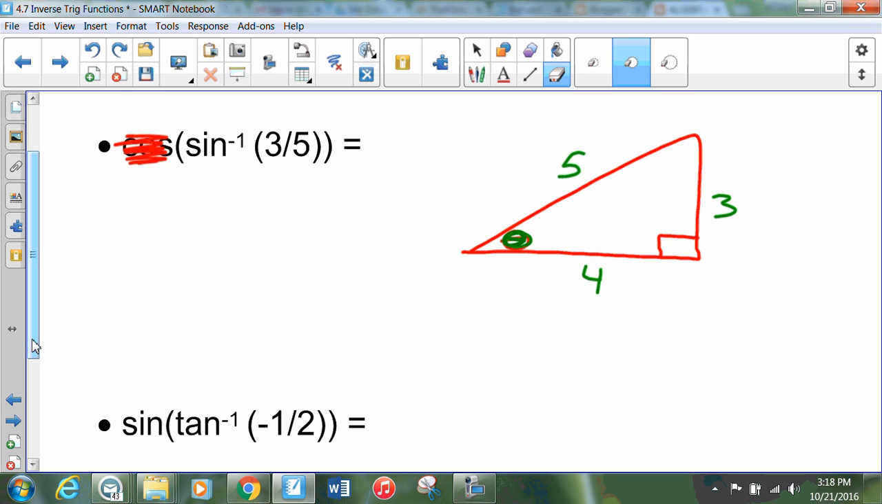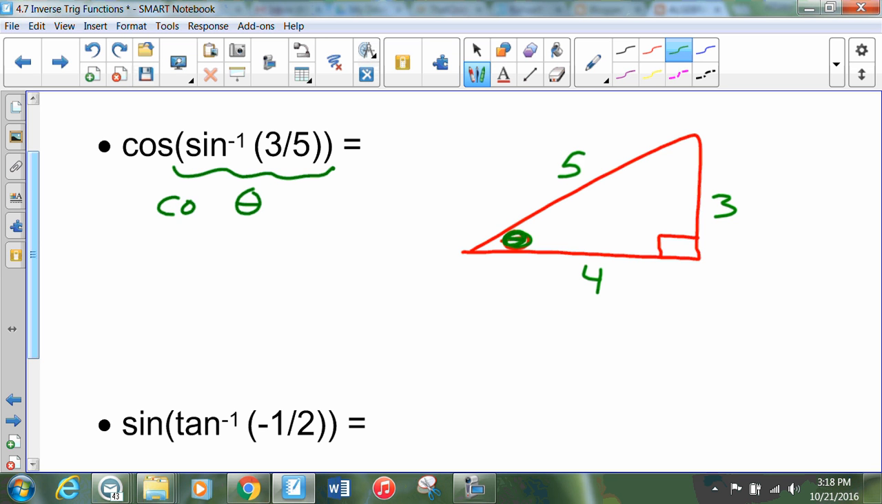Okay, now we'll get rid of this. So now it says find the cosine of that angle. We found the angle. It's theta. Now they're asking us to find the cosine of theta. And of course, cosine is going to be adjacent over hypotenuse, so 4 over 5.